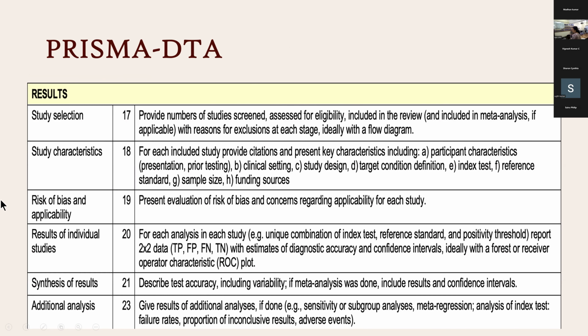I'll show that in the next few slides. Did they do a risk of bias? They've done QUADAS, which we have already gone through. Now, do they give results of individual studies as a 2x2 table? They actually do that. Synthesis of results: do they give you a combined sensitivity and specificity with confidence intervals? They do that. And did they do any special analysis to understand heterogeneity? So they have done a subgroup analysis and a meta-regression analysis as well, which I will go through.